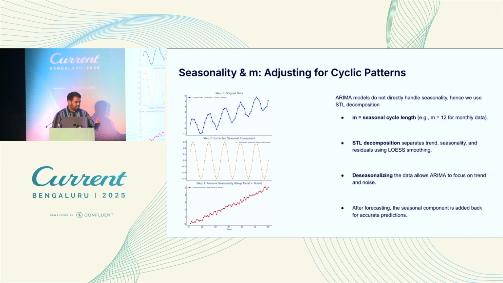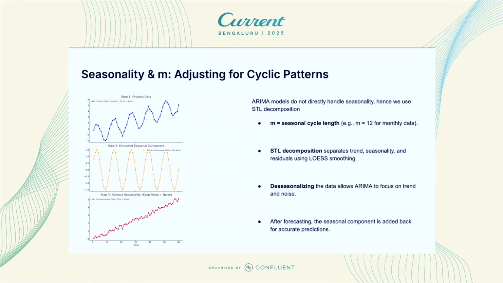Finally, it's seasonality. ARIMA doesn't handle seasonality by itself. So for Confluent Flink, we've built a custom seasonality trend decomposition pipeline using a method called LOESS, which is locally estimated scatterplot smoothing. This is how it works. Imagine again the blue line is our data. It's a sinusoidal pattern with seasonal trends and some noise.